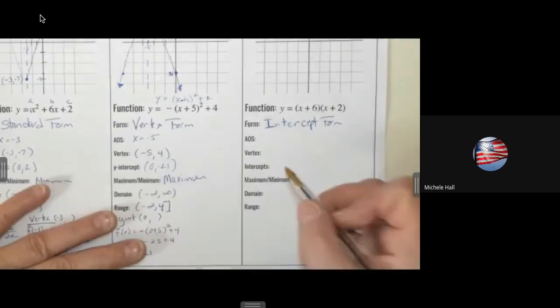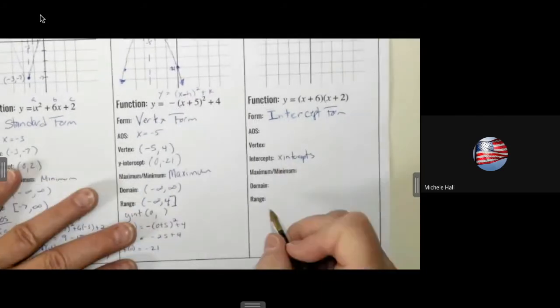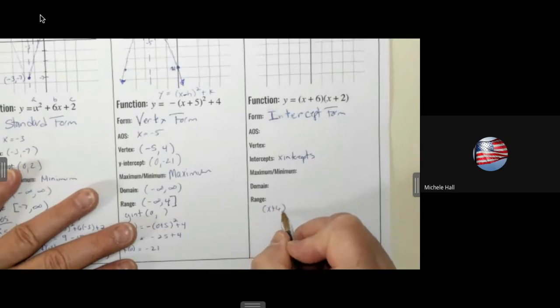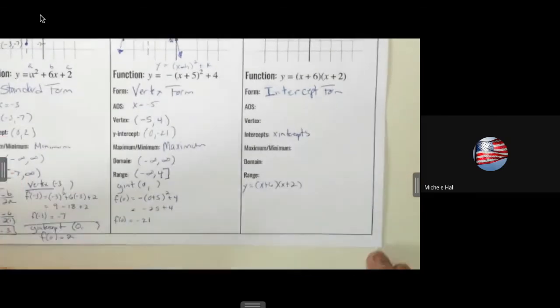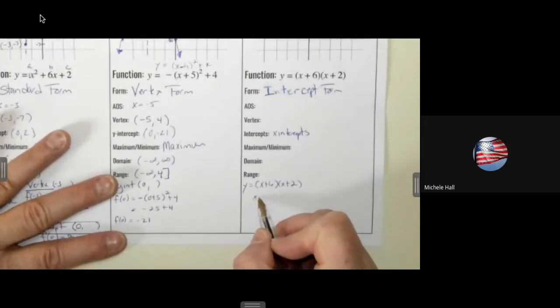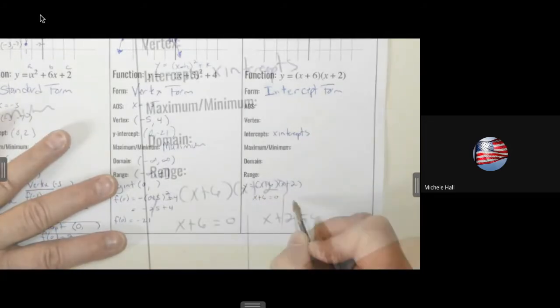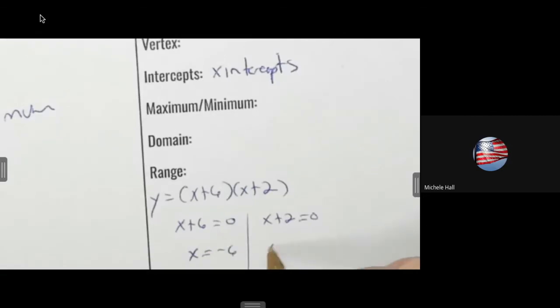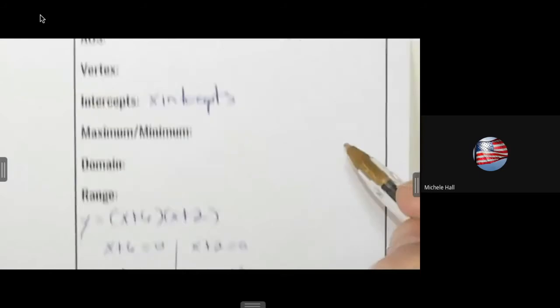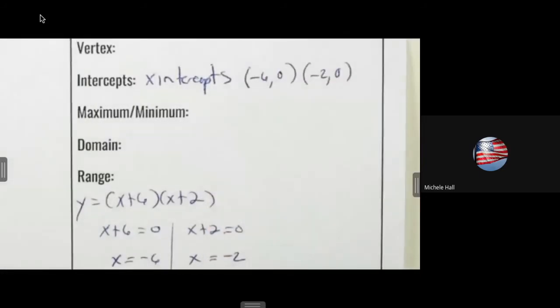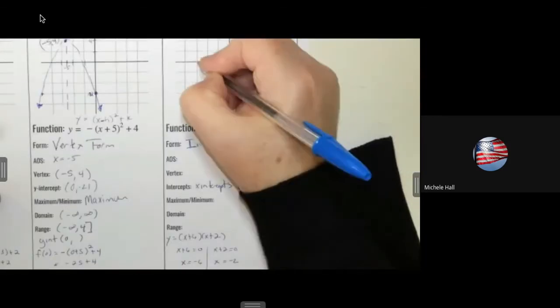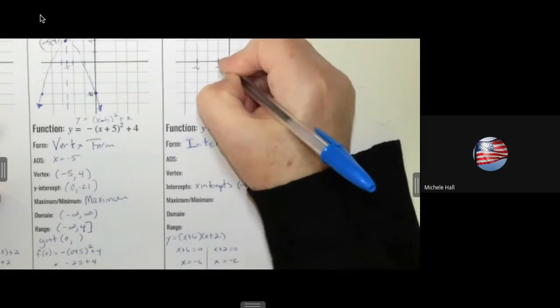The x-intercept. So we're looking at x-intercept. You take your factors, x plus 6, x plus 2, and the zero product property says that I can take that factor and set it equal to 0 and solve. So we get x equals negative 6 and x equals negative 2. So the x-intercepts would be at negative 6, 0 and negative 2, 0. They're intercepting exactly one place. That's a coordinate. There's negative 2. Here's negative 6. Those are coordinates.